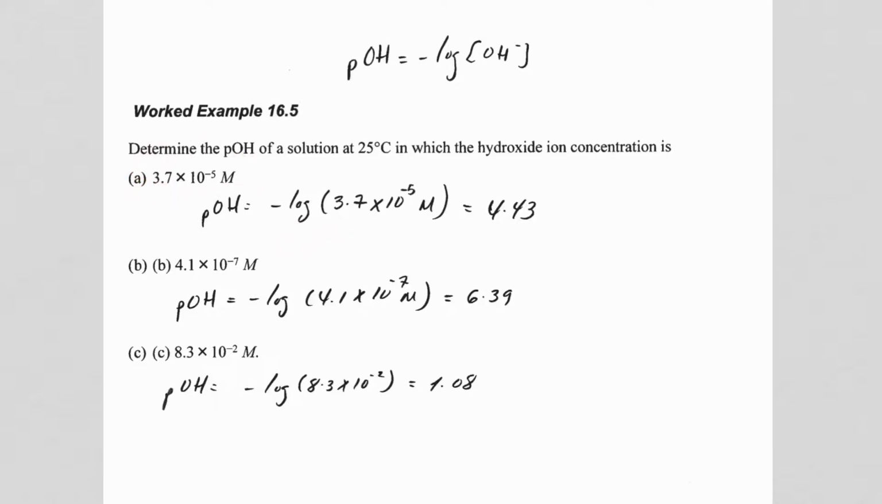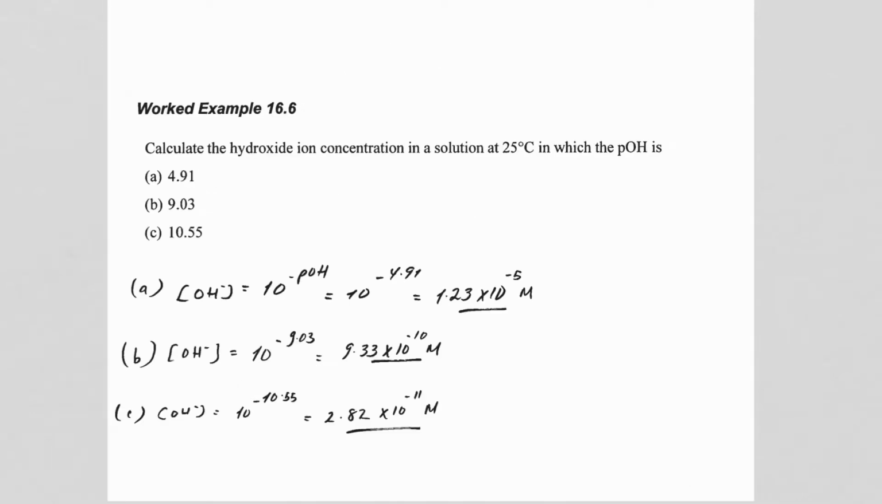In this case, 3.7 times 10 to the minus 5 will equal a pOH of 4.43. In our second example, 6.39 and 1.08 respectively. But what happens if instead of us being given the concentration of hydroxide, we're given the pOH? Well, our next example deals with that issue.